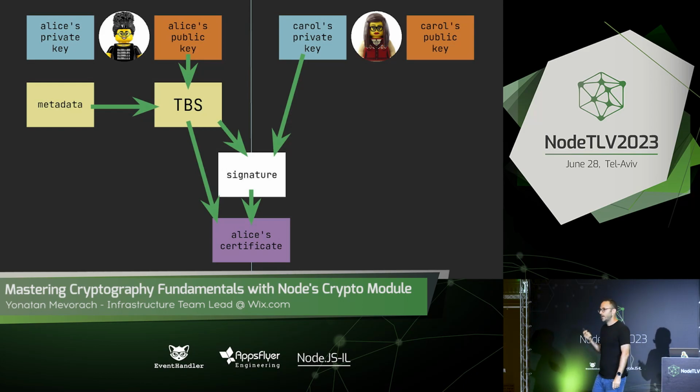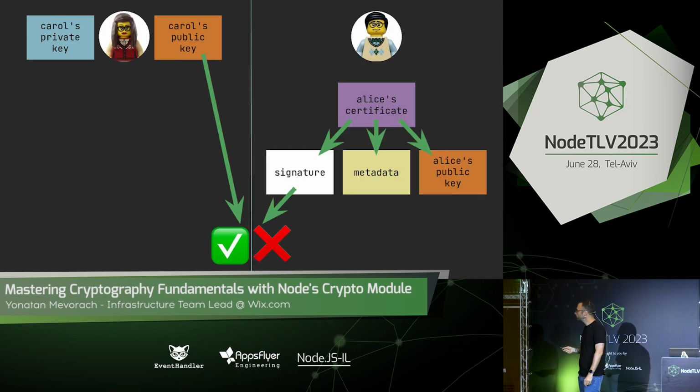Similar to the signing and verifying process we showed earlier, Carol would take her private key and create a signature based on the message, which is the TBS. And Alice will take Carol's signature and will put that as part of her certificate and share it with the world. Anybody who trusts Carol can now trust Alice.